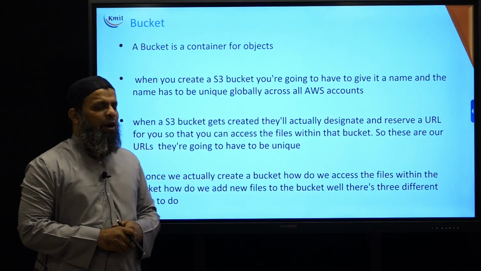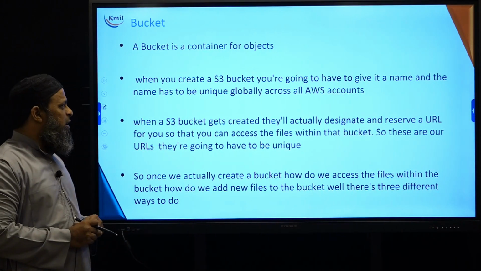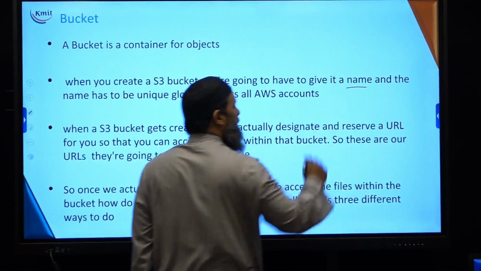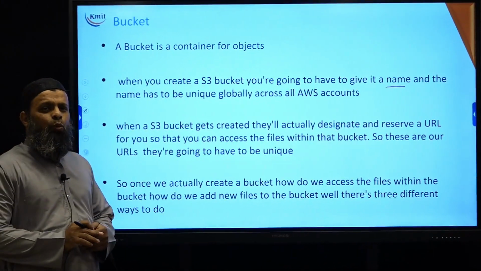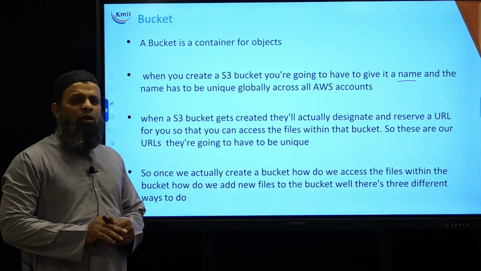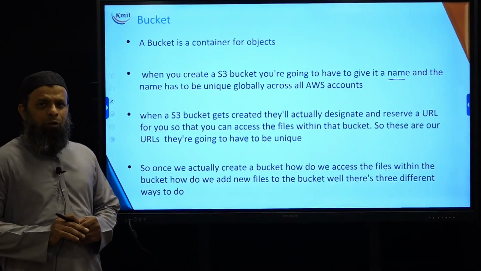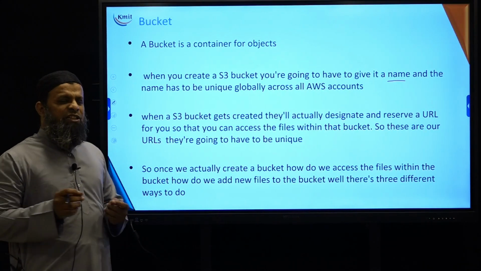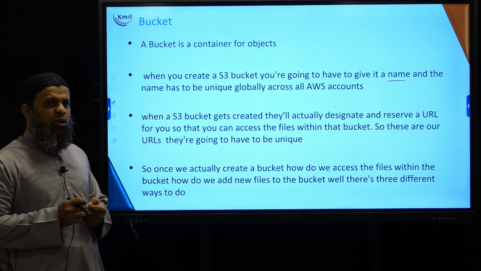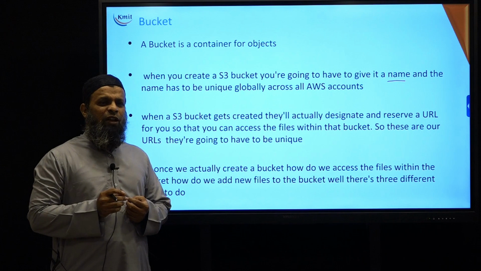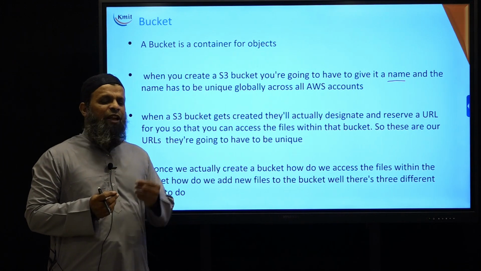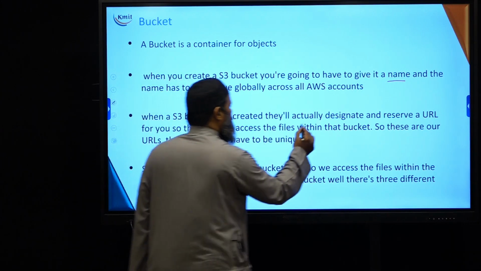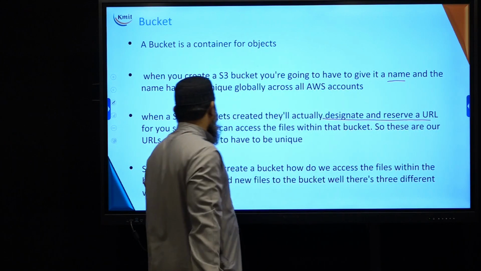So what is a bucket? A bucket is a container for objects, as I have said. Whenever you want to create a bucket, you need to give a name, and that name should be a unique name, because with this name they are going to create a URL. One designated URL will be created for your bucket. Whenever you want to store something, it will be stored inside that bucket. Your name should be unique, because everybody will be creating buckets, and once your URL is created, it should be unique so that you can directly connect to your bucket. That is what is said in this line: you should give a unique name to the bucket so that a designated URL is reserved for your bucket.